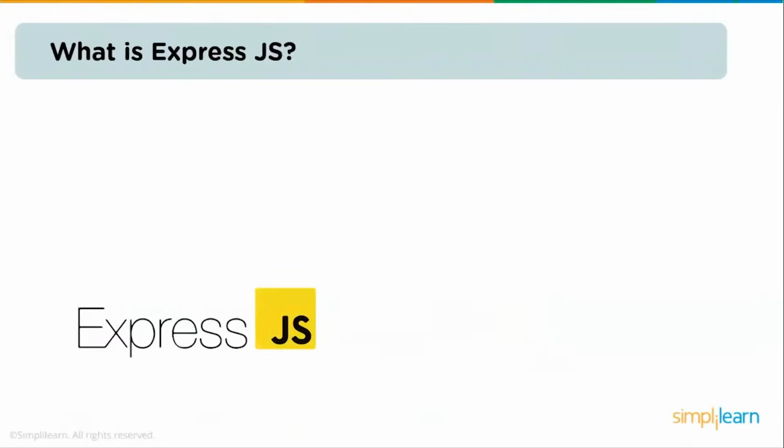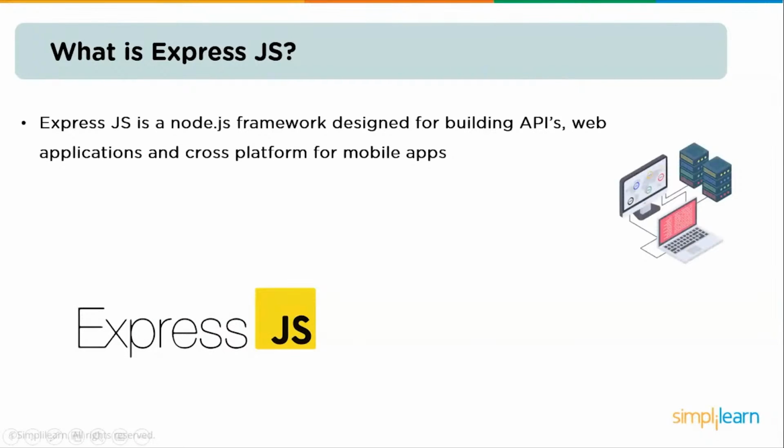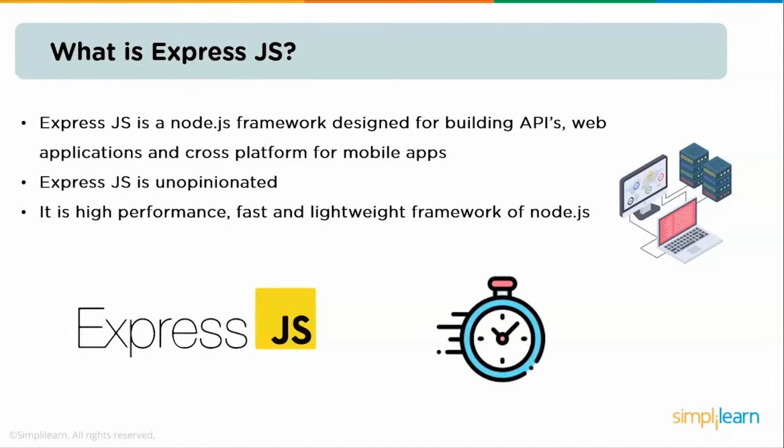What is Express.js? Express.js is a Node.js framework designed to build APIs, web applications, and cross-platform mobile apps quickly and easily. Express.js is unopinionated. It is a high-performance, fast, lightweight framework of Node.js. Express.js makes the Node.js code easy as it is used as a server-side scripting language. Now, we'll see how to set up Node with Express and TypeScript.